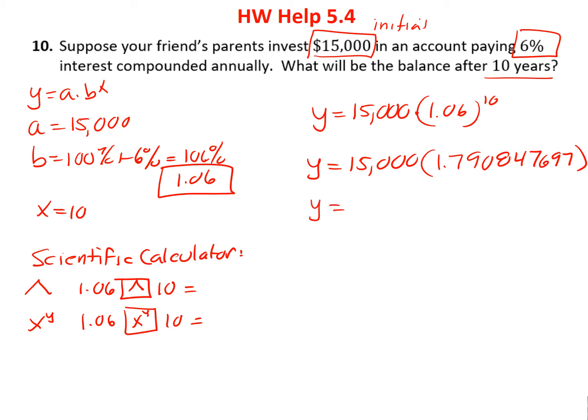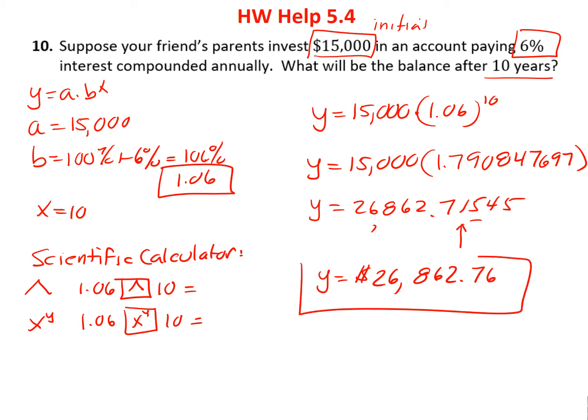And I end up with y equals 26862.71545. But we're talking money, so we can round off to the nearest cent. Notice there's a 1, but there's a 5 next to it, so that's enough to round up. So my answer would be $26,862.76. So if your friend's parents put $15,000 in an account that gets 6% per year, after 10 years, that $15,000 will have grown to $26,862.76.